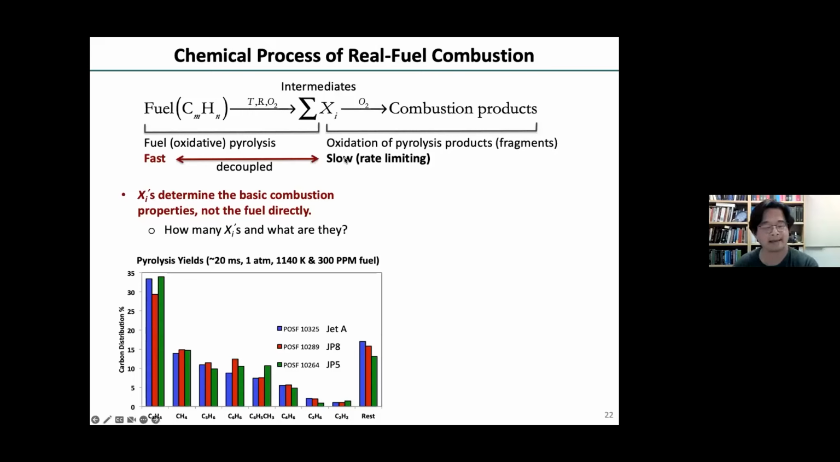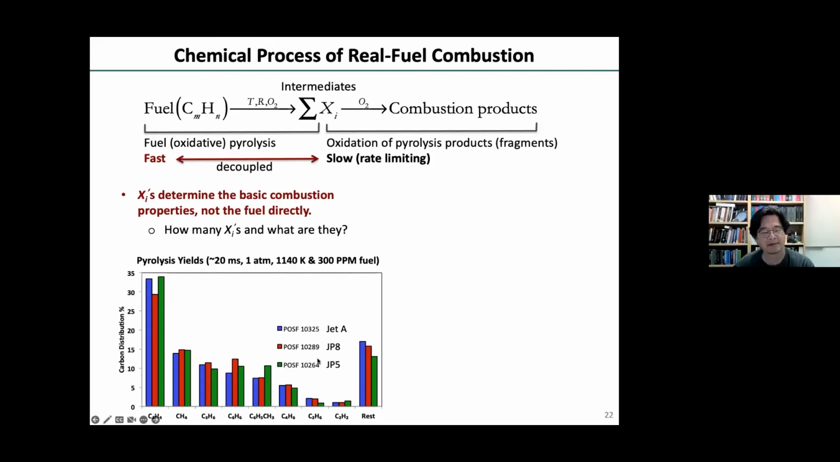Again, before I get to the next point, so far everything I talked about is theory and some limited experiments. So let me now give you some real fuel measurements to show that this assumption is valid and is correct. My colleague Tom Bowman did a fuel pyrolysis, fuel oxidation experiment in his turbulent flow reactor. The reaction time is a little longer because we need to lower the temperature to see the species well: 20 milliseconds, 1 bar, 1140 Kelvin with 300 ppm of fuel.